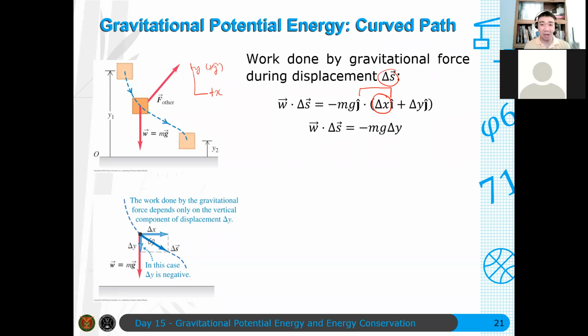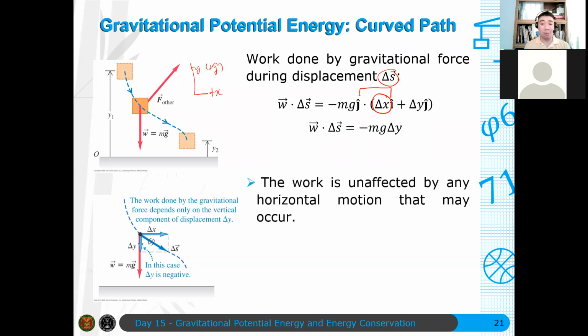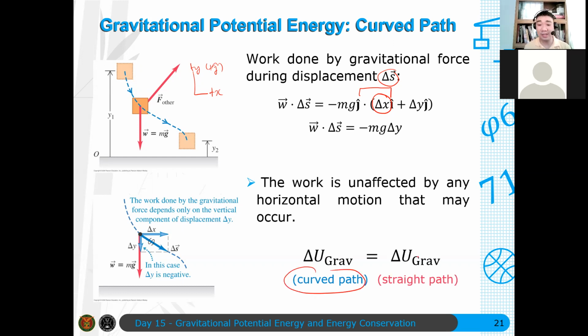Therefore, it's independent of the path taken by the particle. The work is unaffected by any horizontal motion that may occur. Independent siya ng path taken by particle. That will be important when we discuss conservative and non-conservative forces. Okay, so the delta U gravity for a curved path is the same as delta U gravity for the straight path. So we have shown using this very simple exercise that the work done on a particle is unaffected by the horizontal motion. It's only affected by the vertical motion.